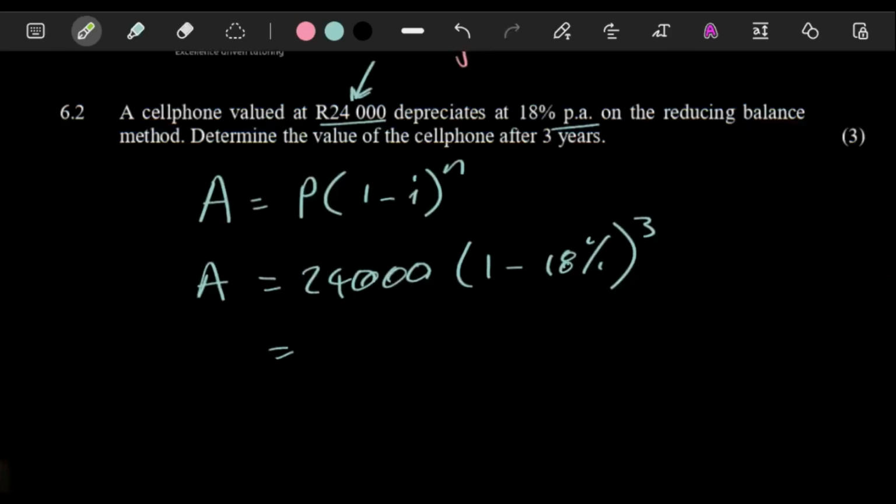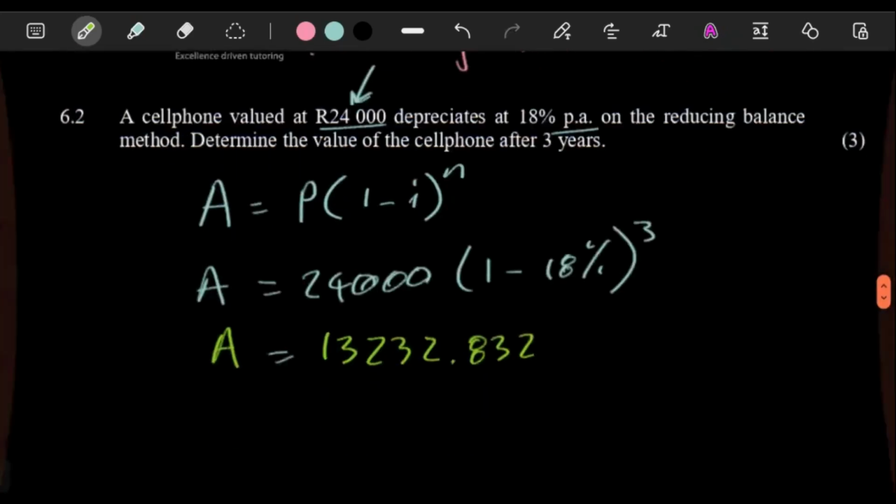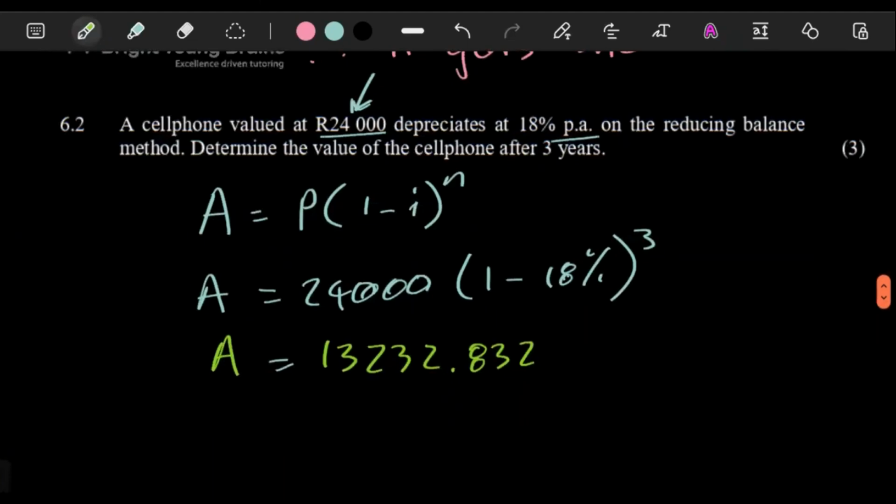24,000. Then we have 1 minus 18 shift percent, the whole thing to the power of 3. This is giving us 13,232.832, right? That's your value of A. And that's not bad. It's not bad at all. For 3 years, phone. Most phones would be worth nothing. But he's okay. He's okay.